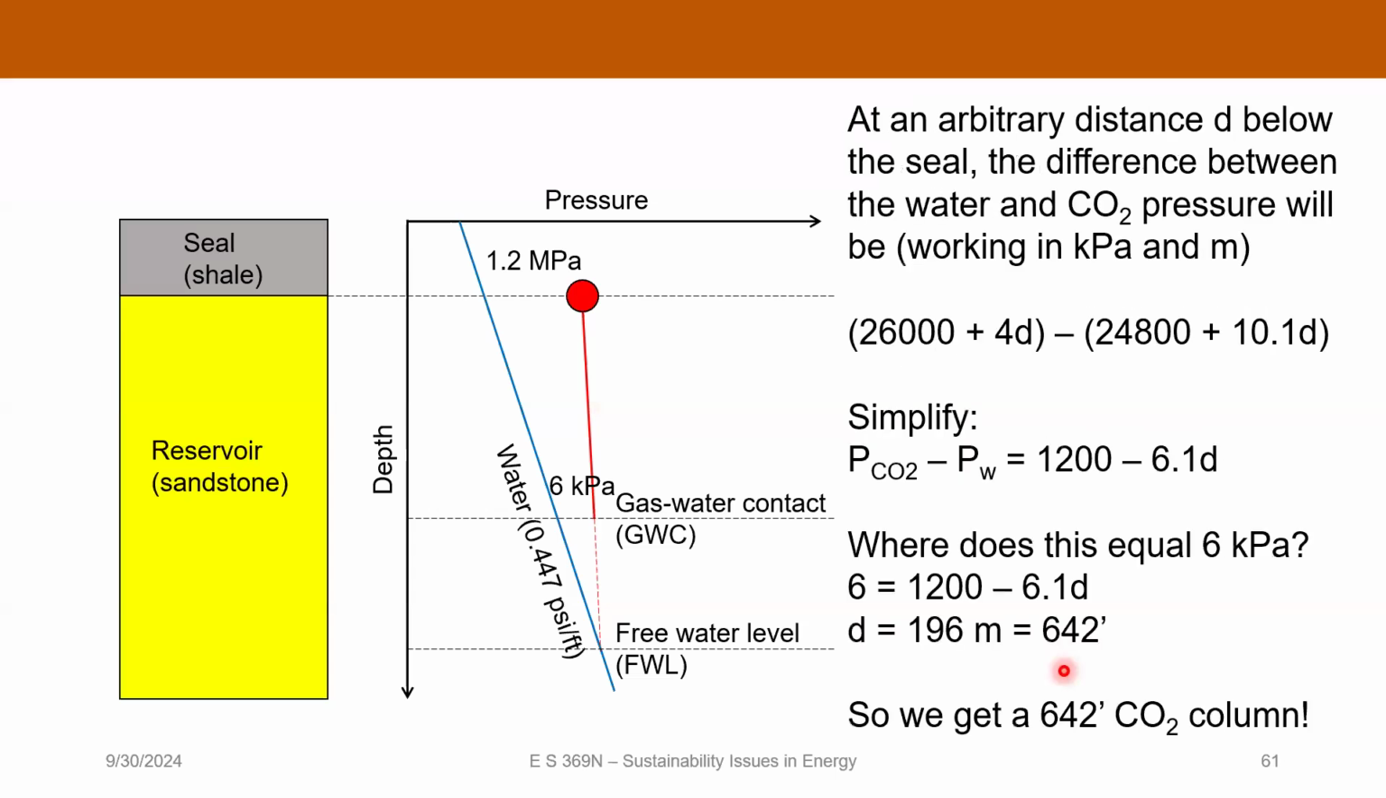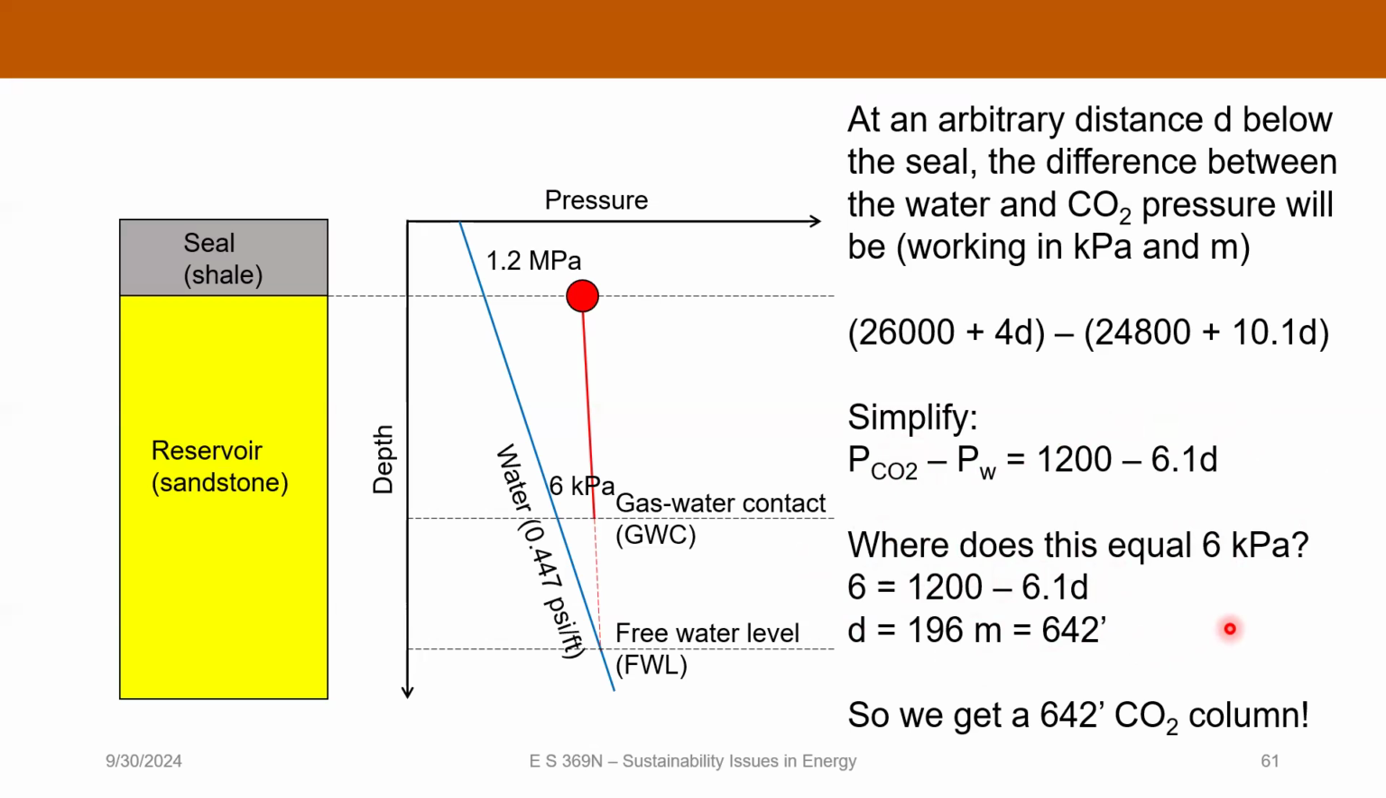So now we just set up an equation. If I take some arbitrary depth, we'll call it D, below the seal, the capillary pressure will be given by this expression here, where this is the CO2 phase pressure, and this is the water phase pressure. So they're both increasing, but at different rates. We can simplify this down, and we can see that this capillary pressure is given by this expression over here. So we need to find the value of D where the capillary pressure is equal to 6 kilopascals. And so we just plug in 6 over here. We solve for D, and we see that it's 196 meters, or about 642 feet.